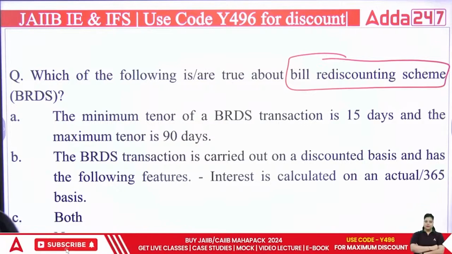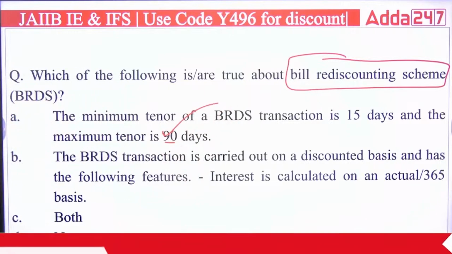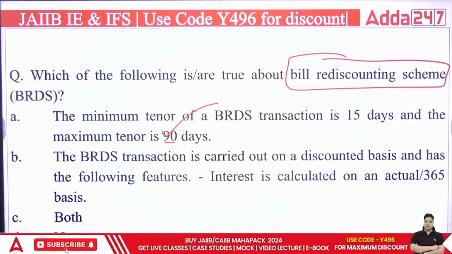Actually its duration is 15 days and 90 days. So this is true. The duration is correct. Now when we talk about the second statement, it says that the BRDS transaction is carried out on a discounted basis.